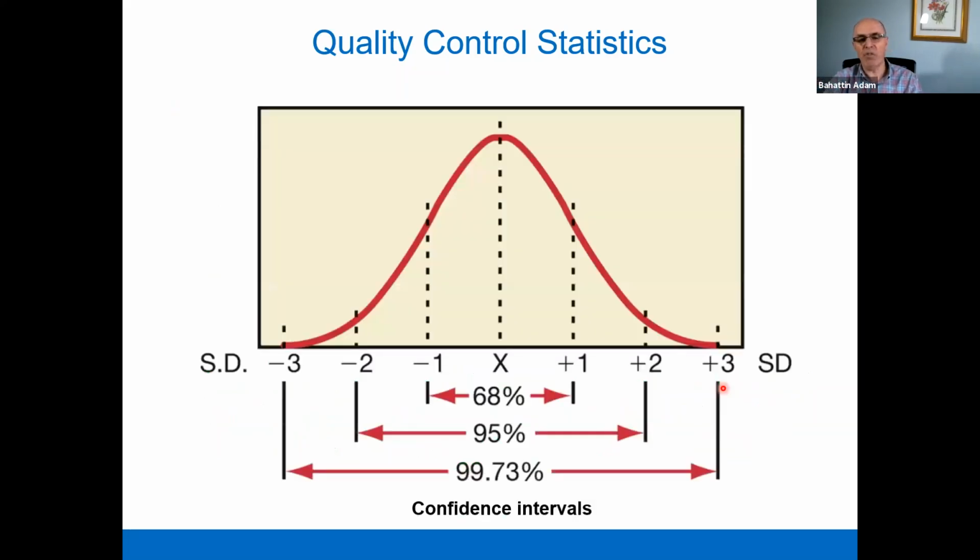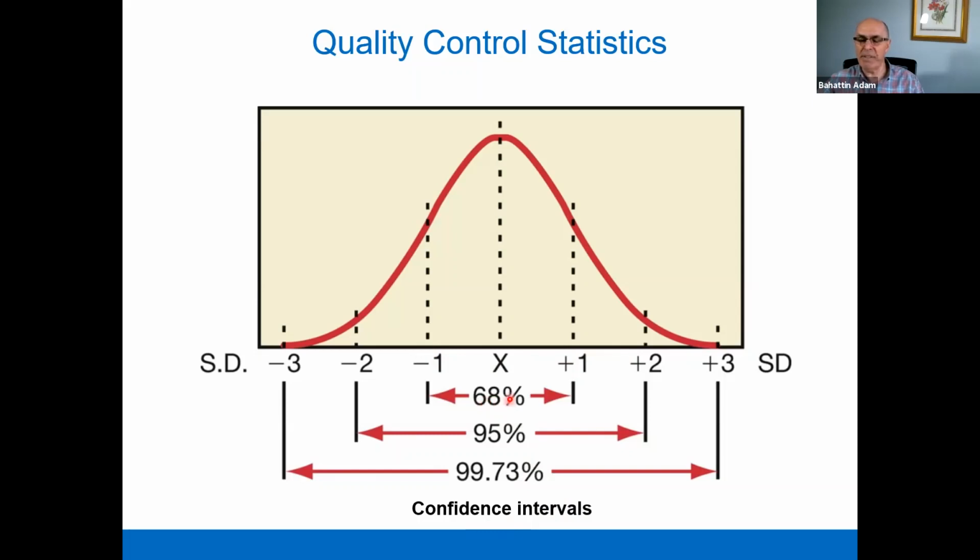Now as you see here, which we use in quality control statistics, this bell-shaped graph is a Gaussian distribution. Here is the average value, X, and then one standard deviation up to three standard deviations. If you accept one standard deviation on both sides, the confidence interval will be 68%.